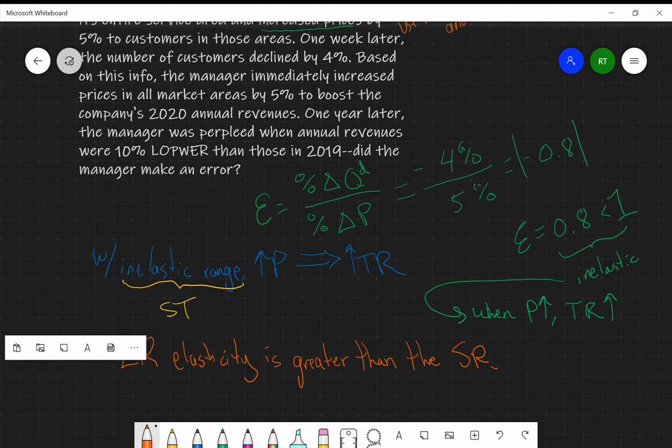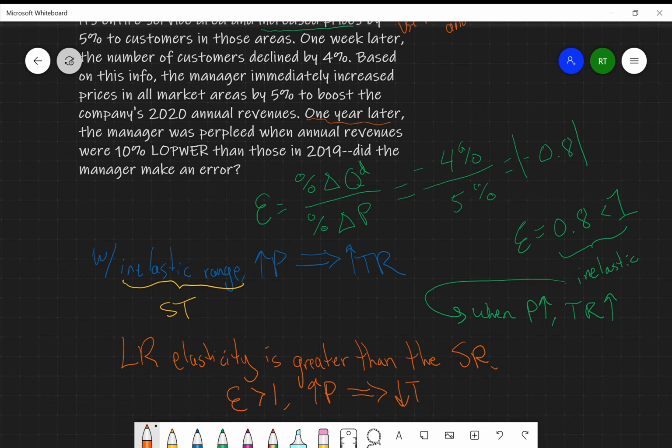And so after a year, right, people have had time to adjust their subscriptions and get a new mobile provider, right? This question's about mobile phone plans. So a year later, they're able to change to a different plan and get a cheaper plan. They're going to switch away from this particular product, and as a result, there's going to be a greater elasticity. They're going to end up with some elasticity that's greater than 1, because again, as we know from our total revenue test, when we have an elasticity greater than 1 and we increase the price, that's going to lead to a decrease in the total revenue.